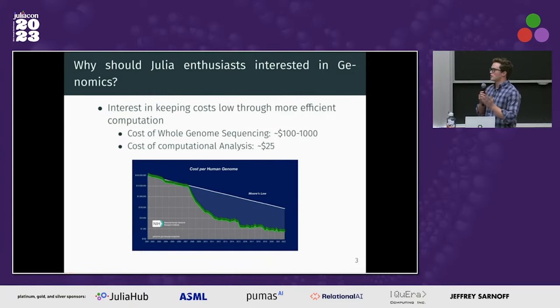So right now the cost of a whole genome sequencing is $100 to $1,000, depending on who you ask. The cost of the computational analysis, on the other hand, is about $25. So as you can see, when we're talking about $1,000, $25 is nothing. When we're talking about $100, okay, that's a fourth of the price.